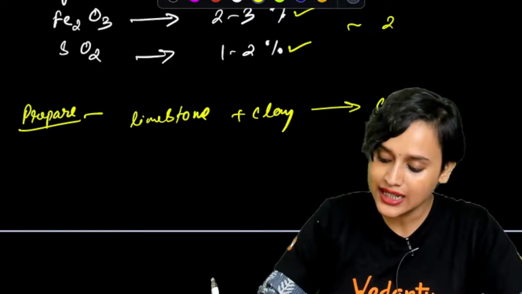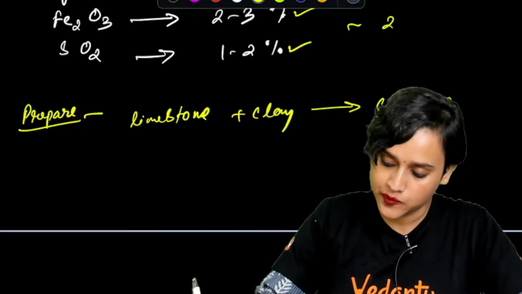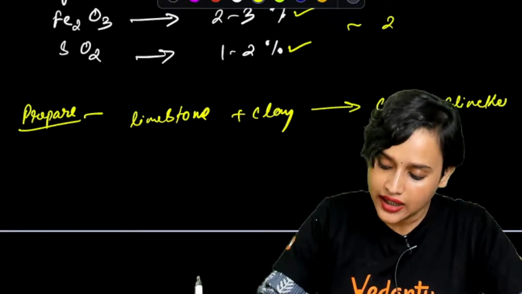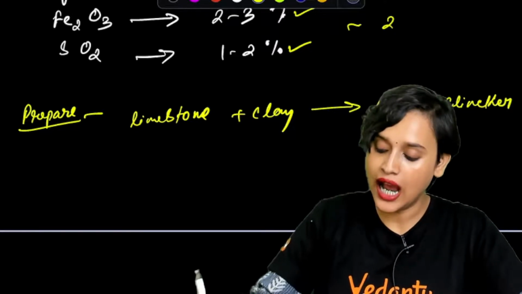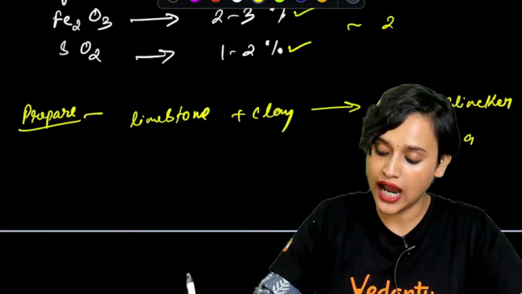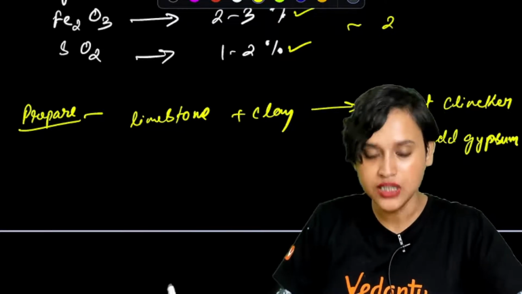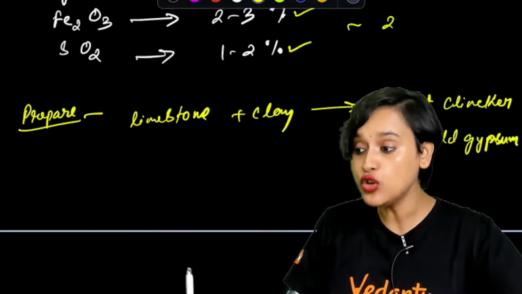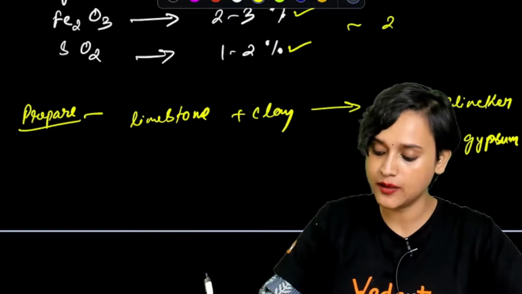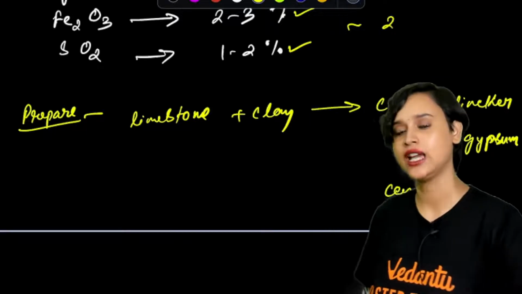Okay, what do you get? You get cement clinker. In that cement clinker, you add a certain amount of gypsum, that is CaSO4.2H2O. Then what do you get? You get cement.